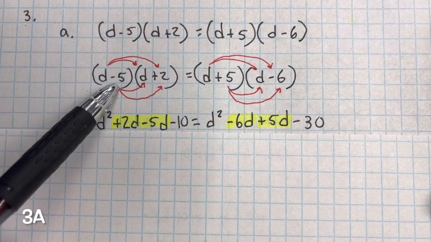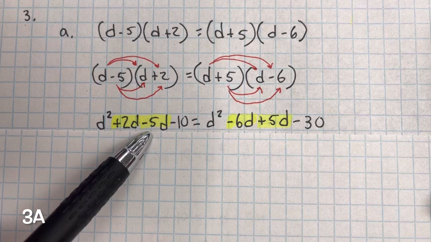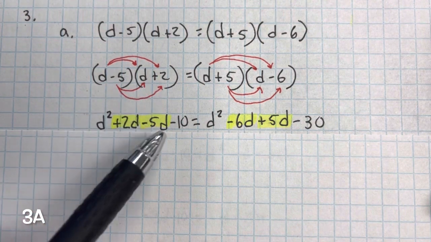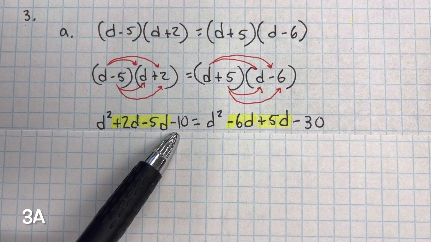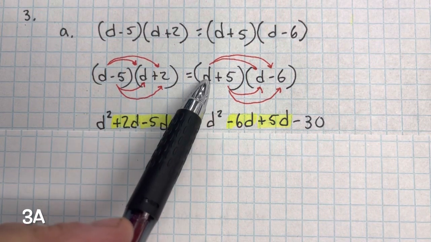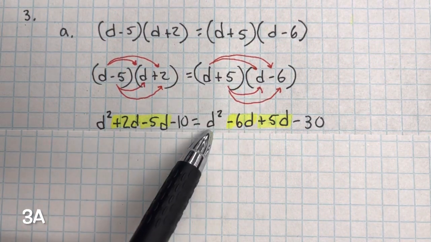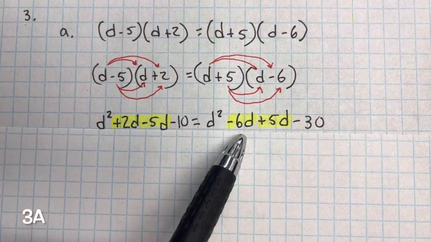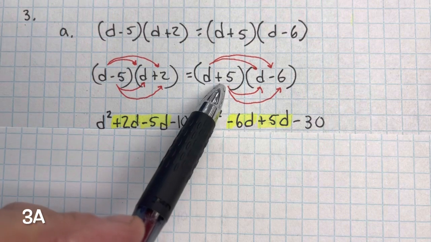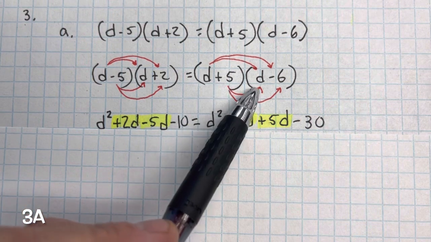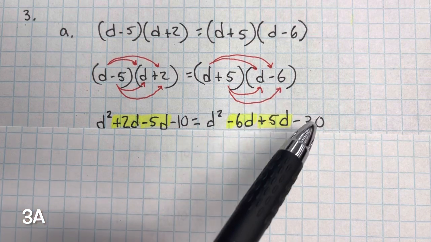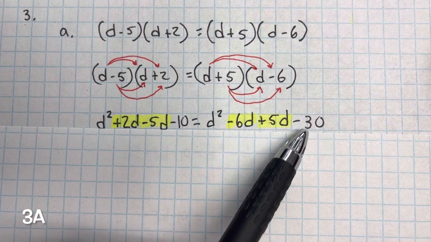Now we're going to go to the second term. Negative 5 multiplied by d is negative 5d. And negative 5 multiplied by 2 equals negative 10. Now on the right side of the equation, d multiplied by d is d squared. D multiplied by negative 6 is negative 6d. Second term, 5 multiplied by d is 5d. And 5 multiplied by negative 6 equals negative 30.